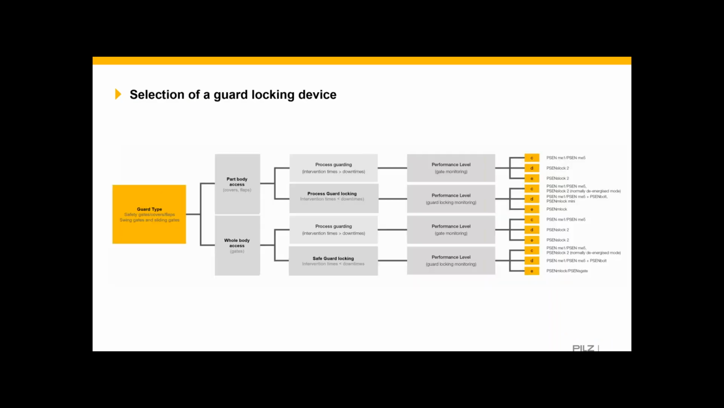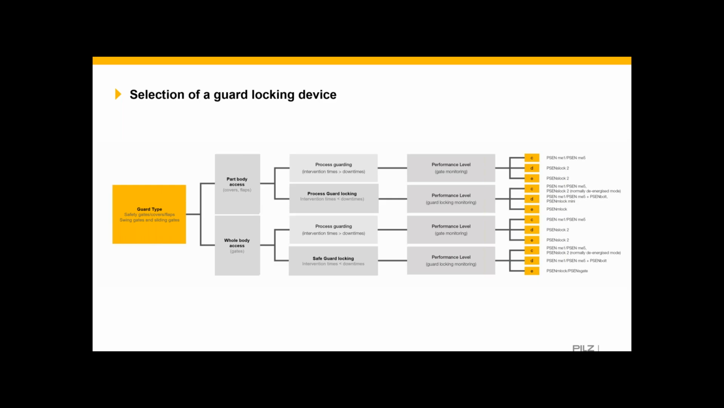And a chart that my colleagues in Germany have put together for us is a quick way of really selecting the interlock, the guard locking device from PILZ, that would be required for your application. So we can start with the guard type. Is that a safety gate, a cover, a flap, or is it a swing gate or a sliding door? Is it part body access?